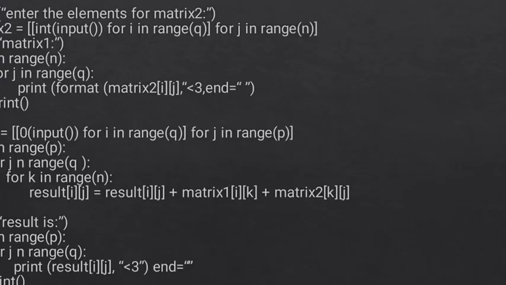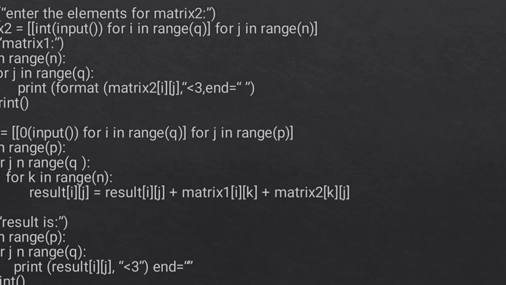So we type for i in range p, for j in range q, which is for the columns, and p is for the rows, and for k in range n, which is the number of columns of the first matrix and the number of rows of the second matrix. So we have result ij is equal to result ij plus matrix 1 ik times matrix 2 kj.